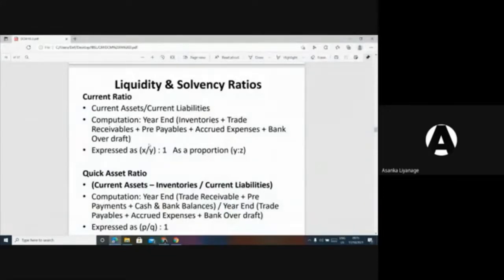We'll discuss from this point onward the liquidity and solvency ratios. Liquidity is also a kind of important aspect as far as financial statement analysis is concerned. There is an inverse relationship between liquidity and profitability. When you try to increase the profitability on one side, your liquidity will decrease.